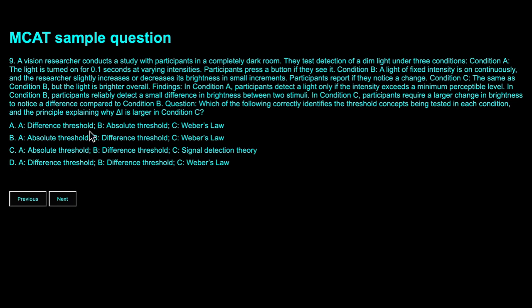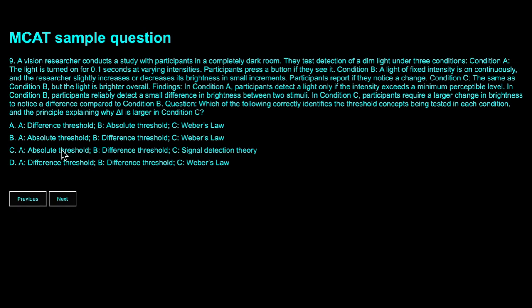So in this case, for both conditions, we do have the signal present. So participants can already tell the signal is there. And the researchers are looking for the difference. So we can say absolute threshold, B and C, these are not correct. But A and D have the potential to be correct.